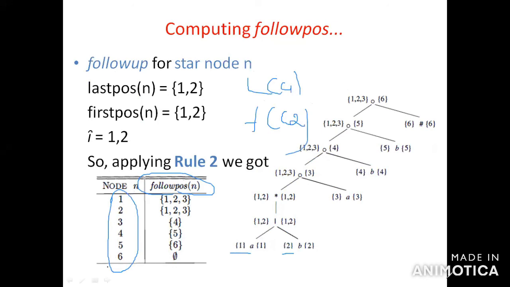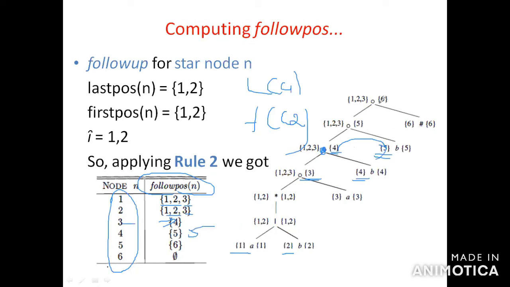So the last position of C1, then you can check the previous thing. 1 and 2 can be followed with 3. Then 3 can be followed with the last position of, this is for star node, cat node. So cat node being first position, last position of C1, last position of C1, first position of C2, then follow position of 5. This 3 can be followed with 4. Here you can check the same thing. Last position of C1, first position of C2. So 4 can be followed with 5.